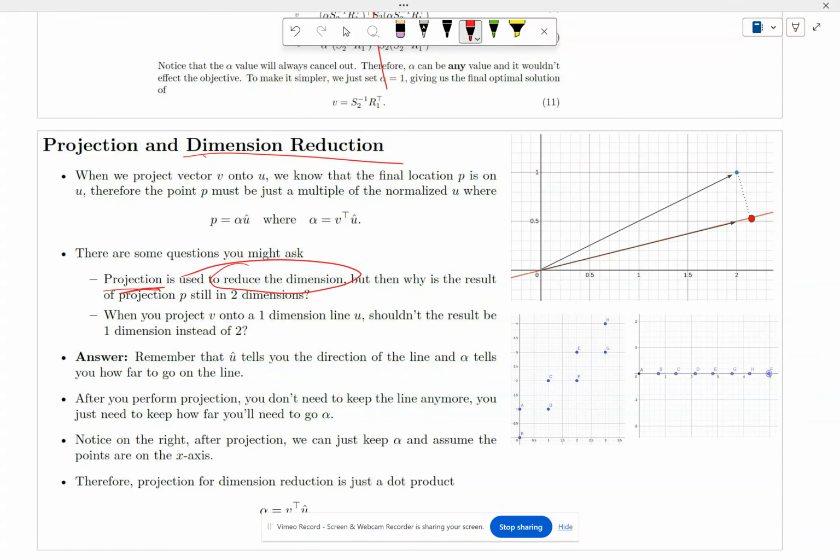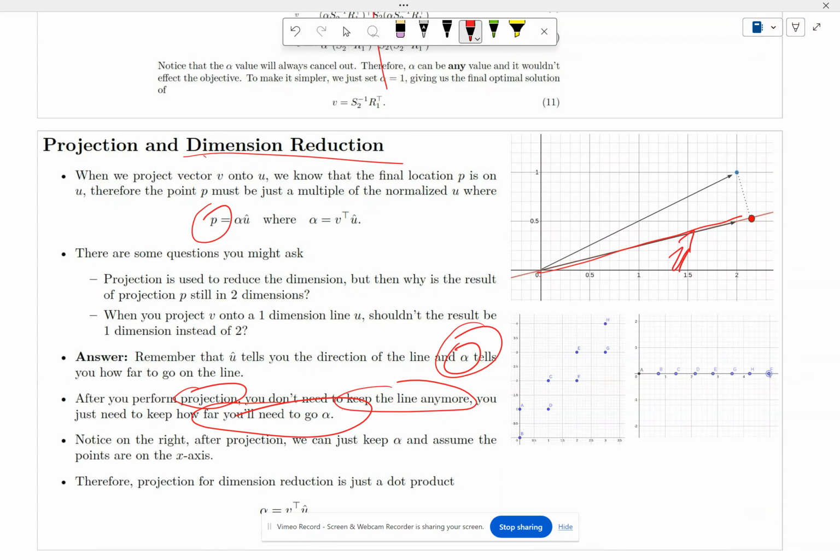And the answer is, remember that U just tells you the direction, right? You just know that U is the direction of a line, but alpha tells you how far you're supposed to go in it. After you perform projection, you don't really need to keep the line anymore. You can just ignore U hat and just keep alpha. You only really care about how far you're supposed to go, right?